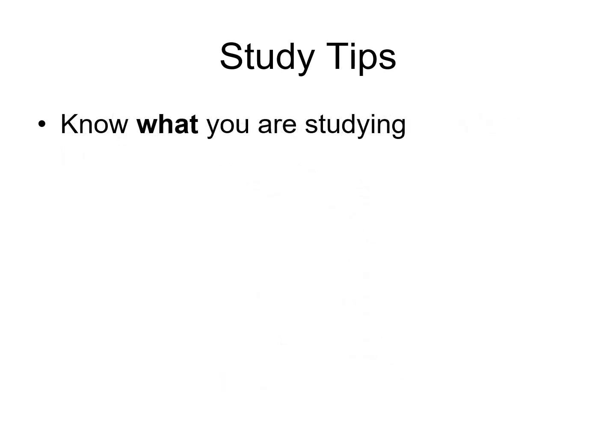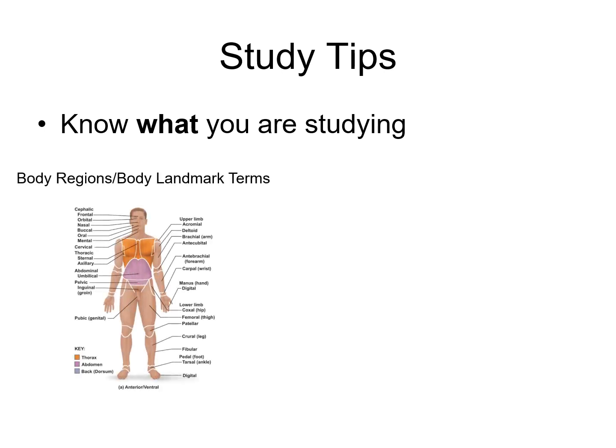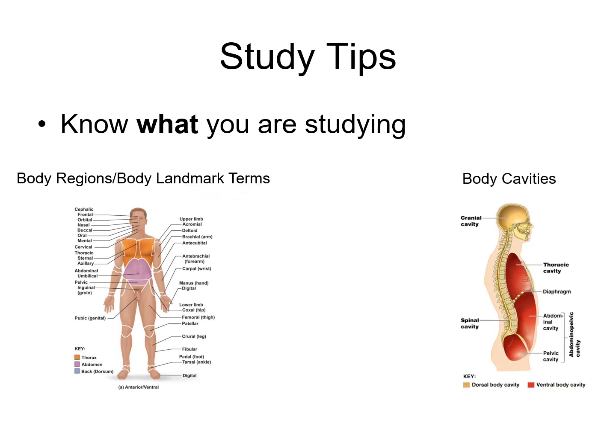Another study tip is, as you are learning the various structures, make sure you know what you are studying. And this is what I mean. When you sit down and you study these terms here, cephalic, orbital, thoracic, pelvic, etc., these are body regions and body landmark terms. In this image here, you're shown body cavities. So you have the thoracic cavity, the abdominal cavity, pelvic cavity. All of this together is the ventral body cavity. Just these two cavities are abdominal pelvic cavities. Cavities are spaces containing organs.